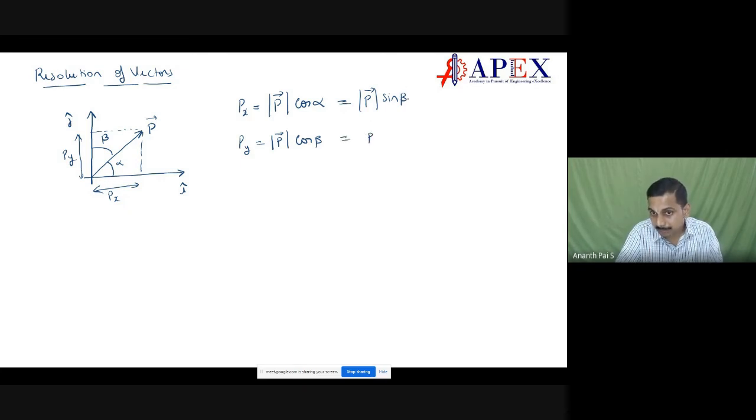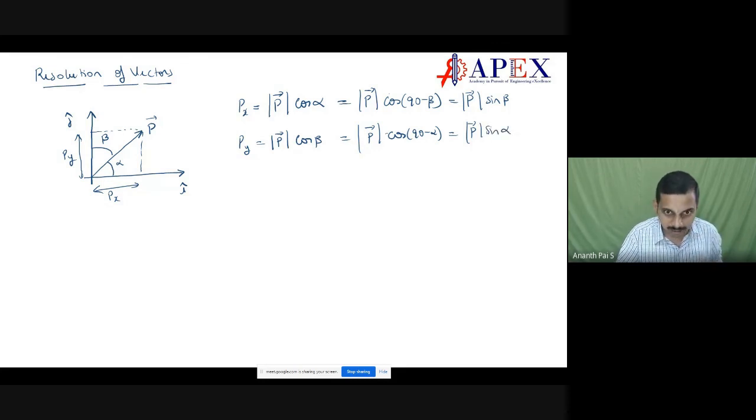Why sine beta? Because this can be written as cos of 90 minus alpha. Correct? 90 minus beta, I'm sorry. Alpha is 90 minus beta. Similarly, P cos of 90 minus alpha. So this is P sine beta, and this is equal to P sine alpha. Make sense? This is how we find the components.